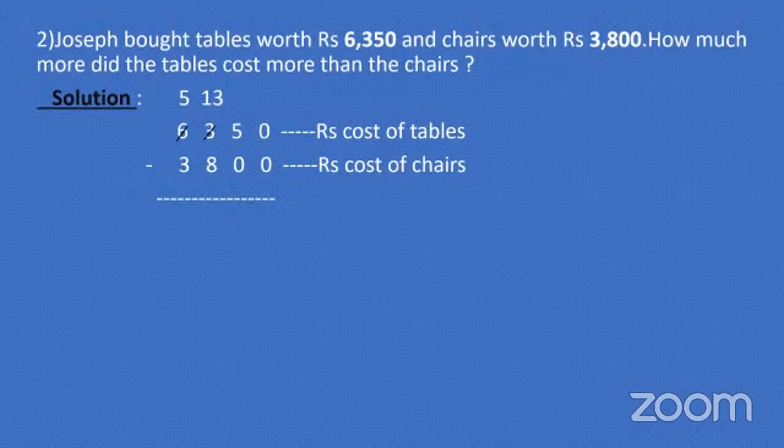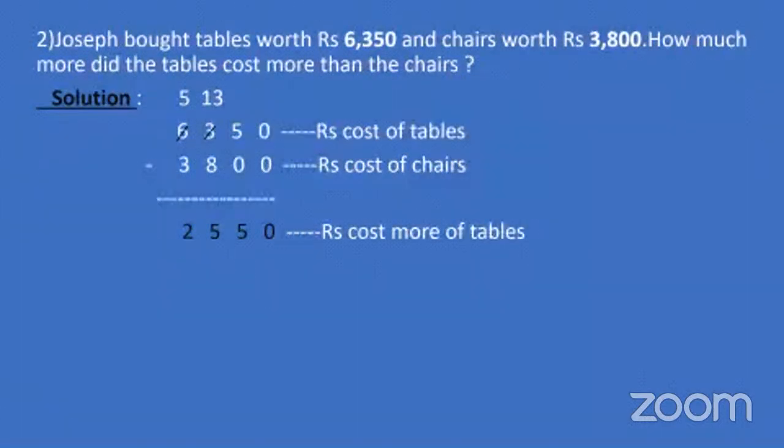Now that 6 has become 5. So 5 minus 3, 2. Very nice. So the answer is 2550. The cost of table is more. 2550 rupees, the cost of table is more. So the answer is the cost of table is 2550 rupees more than the cost of chairs.